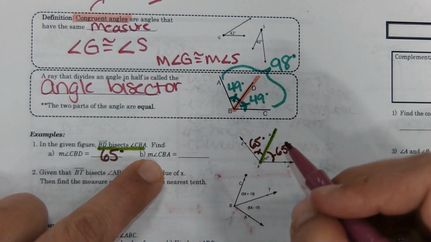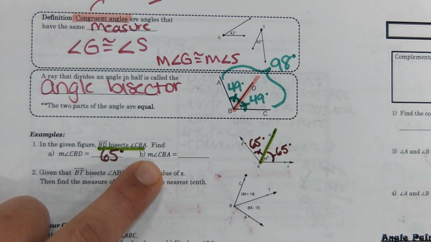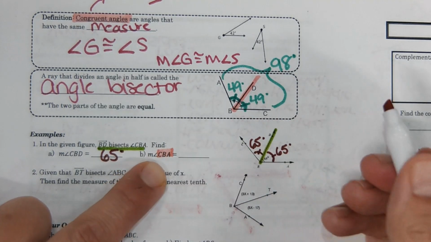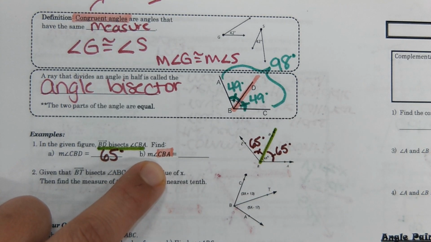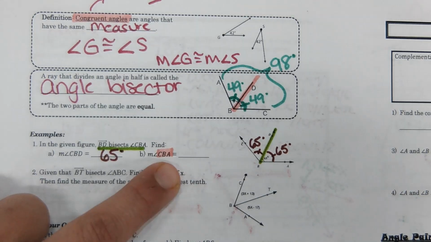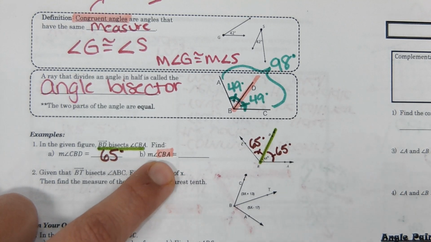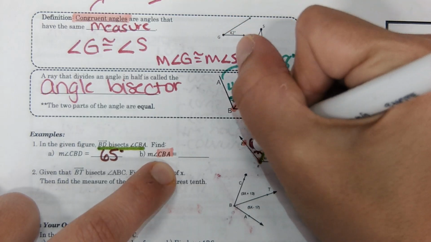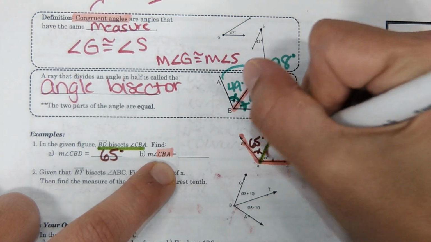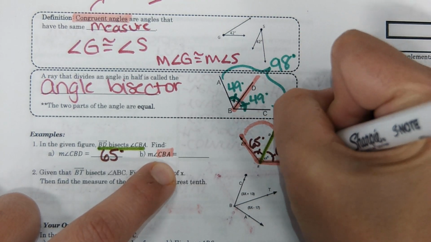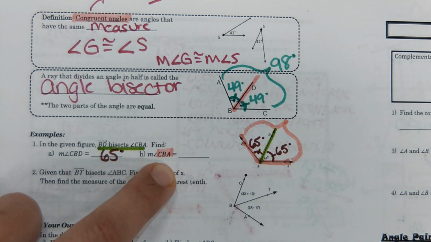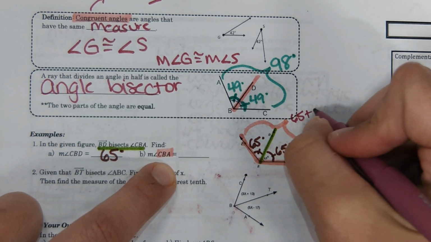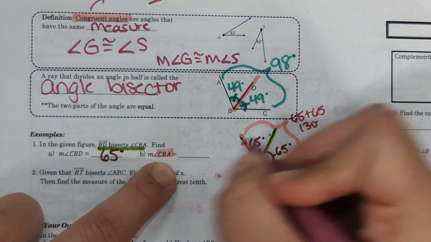And then it asks for the measure of the whole thing. So CBA, did you say 130? Yeah, that's right. With CBA, some people have trouble identifying what angle it's talking about. Just connect the dots. So CBA, like that. You connect the dots, so it's talking about this whole thing. And then to find the measure of that whole thing, just 65 plus 65 equals 130 degrees.